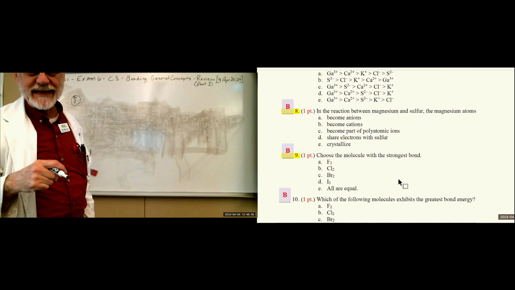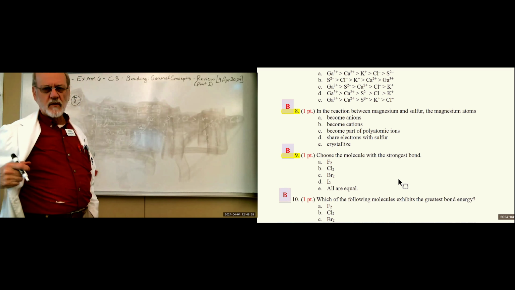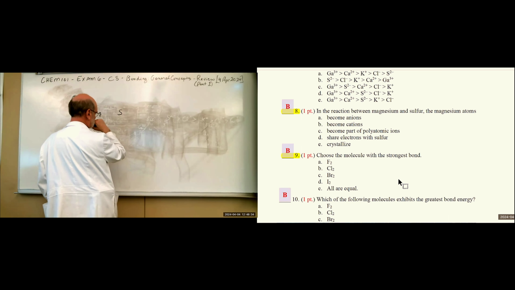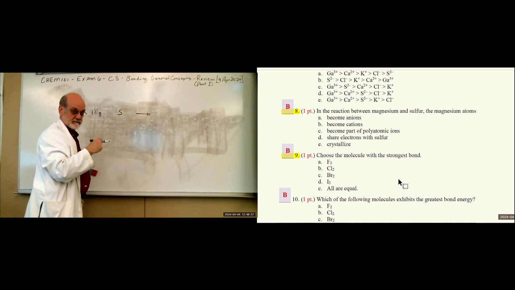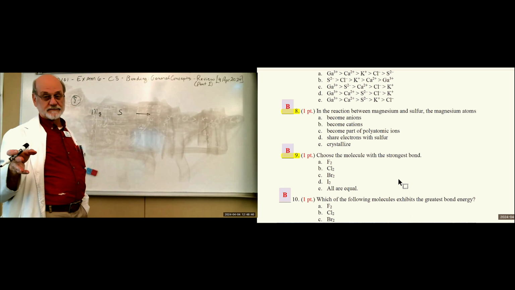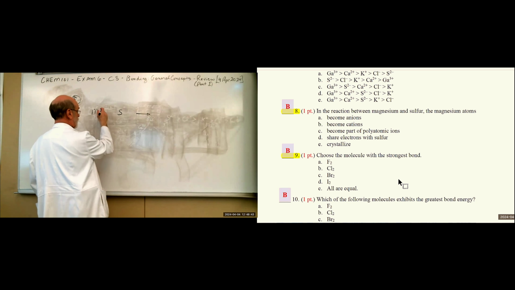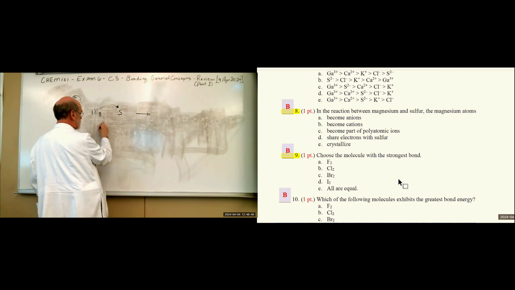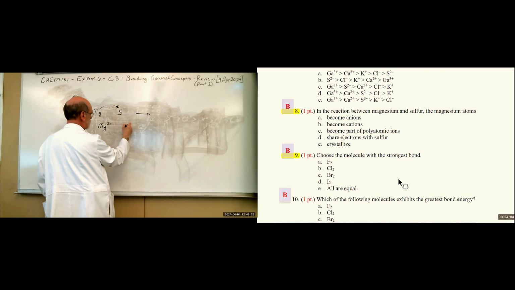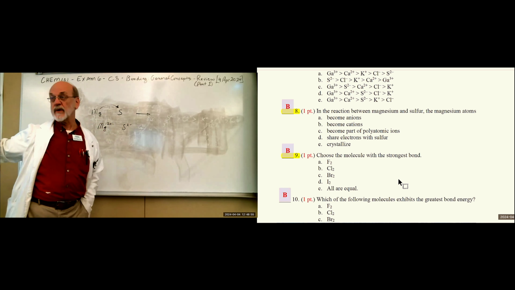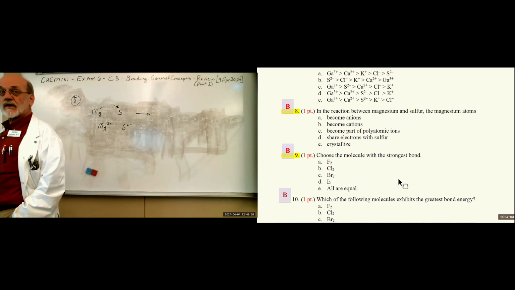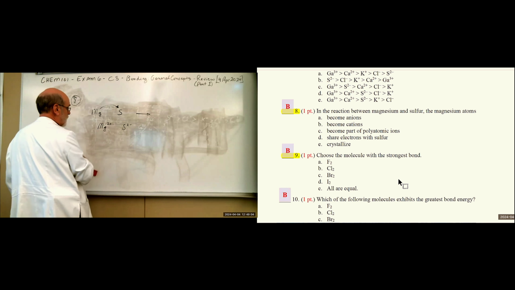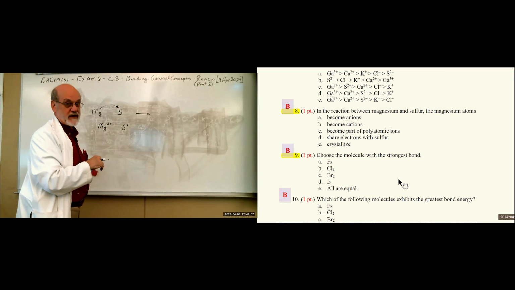In the reaction between magnesium and sulfur, the magnesium atoms, what? Oh, we're going to go magnesium plus sulfur. And it's going to yield something. What usually happens? Usually the metal likes to lose electrons. So we transfer electrons over here. That is, magnesium is going to become a 2 plus and sulfur is going to become a 2 minus because of where they are in the periodic table. Magnesium is an alkaline earth. They nearly always make 2+ ions. Sulfur is a chalcogen, and they nearly always make 2- ions.